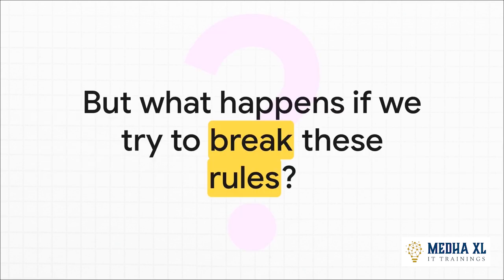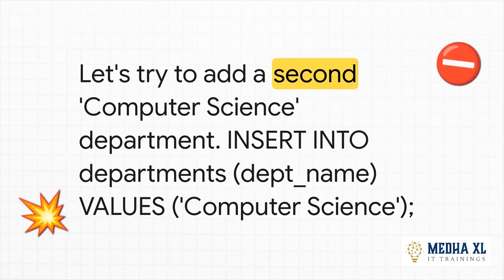But that raises a good question, right? We've talked about how great these rules are, but just how strong are they? I mean, what happens if we deliberately try to break them? What if we try to feed the database some bad data? Well, let's find out.